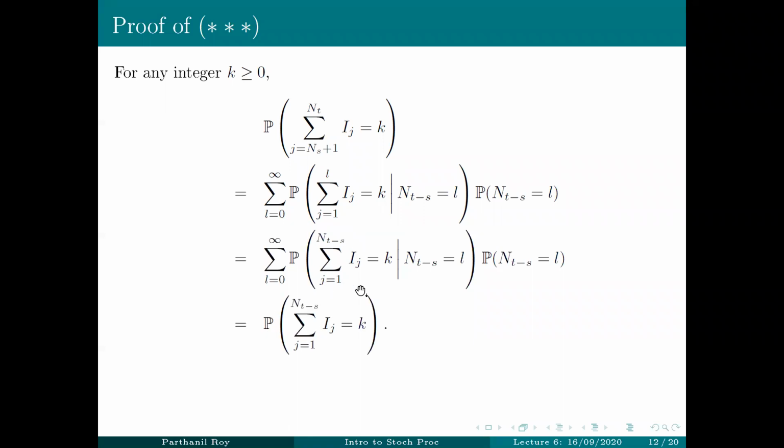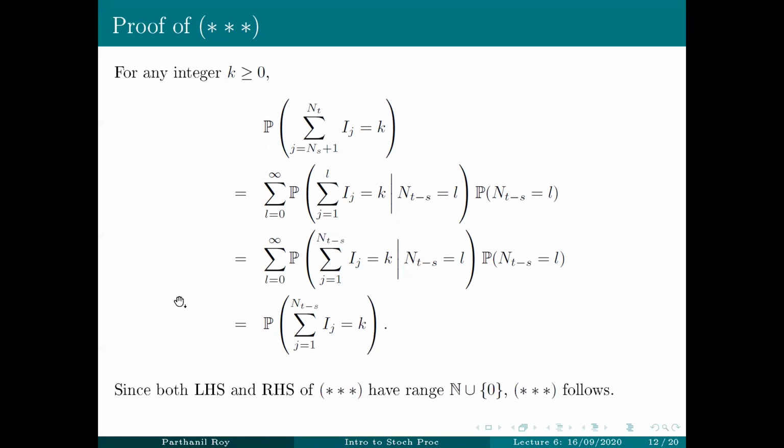So this is nothing but, if you start with the RHS, the right-hand side of star, star, star, and then condition on N(t minus s) and use the law of total probability, that's precisely the expression you are going to get. So this is just nothing but this unconditional probability, and that's the right-hand side of star, star, star.